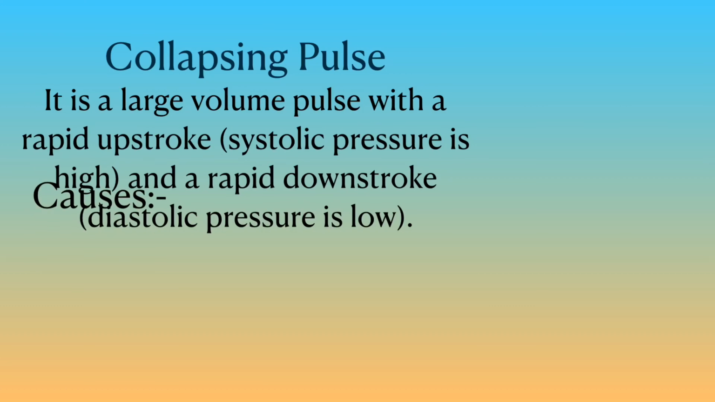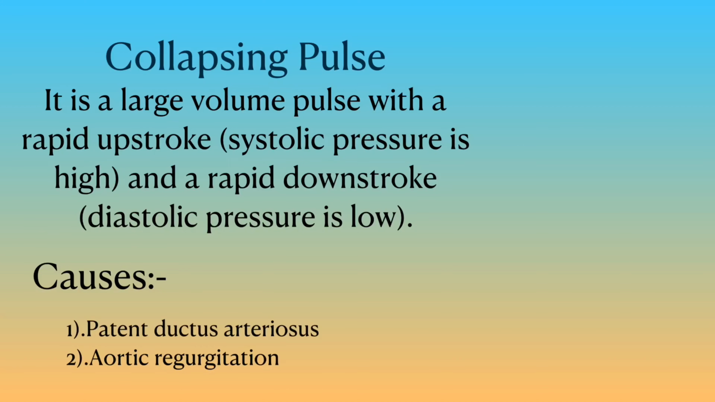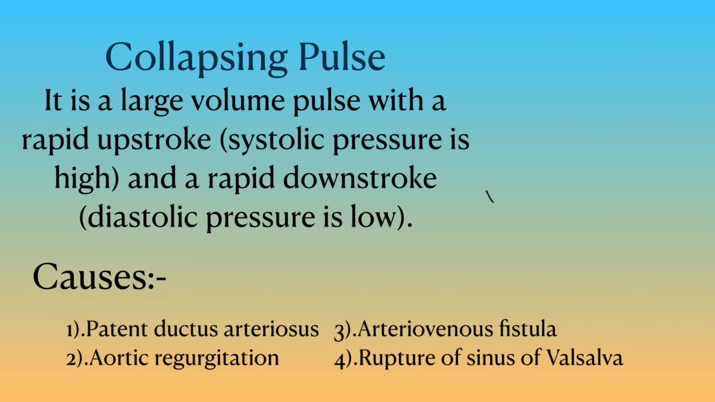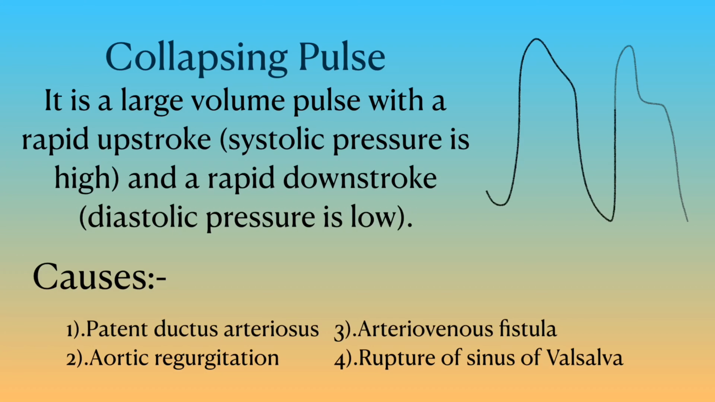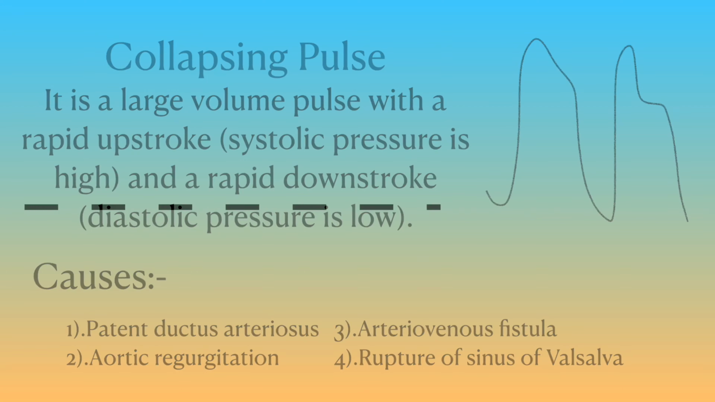Then coming to collapsing pulse. It's a large volume pulse with a rapid upstroke and a rapid downstroke. The causes are patent ductus arteriosus, arteriovenous fistula, aortic regurgitation, and rupture of sinus of Valsalva.